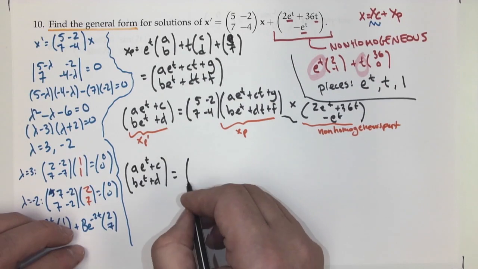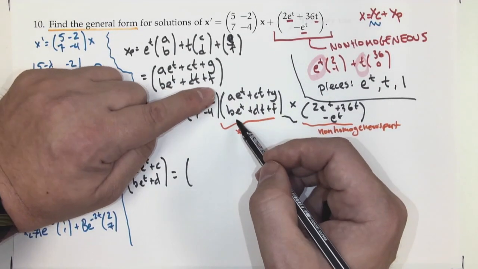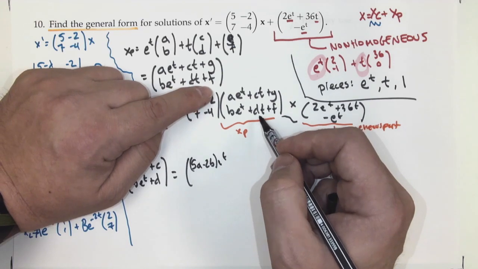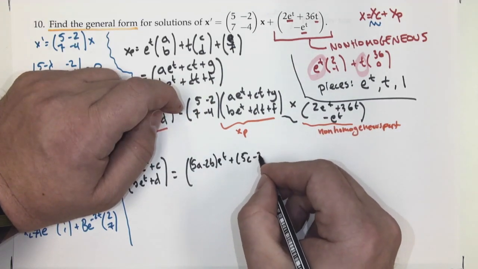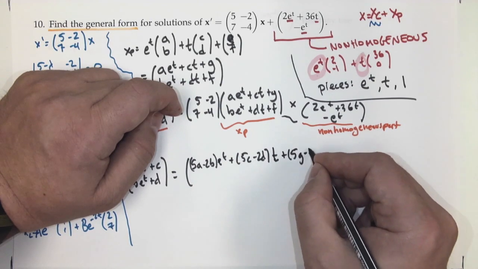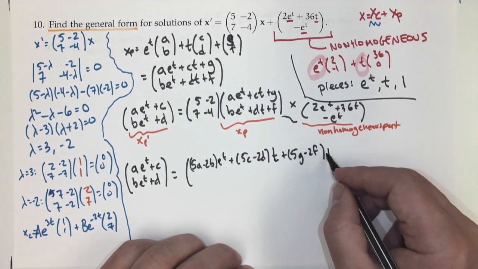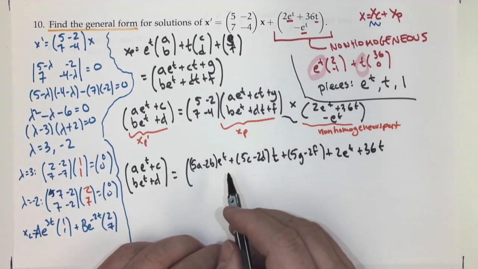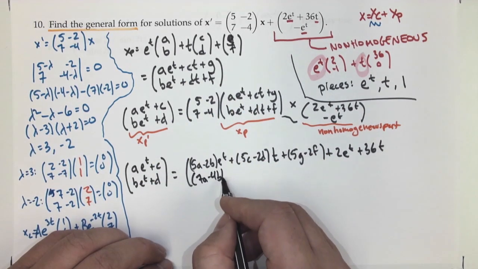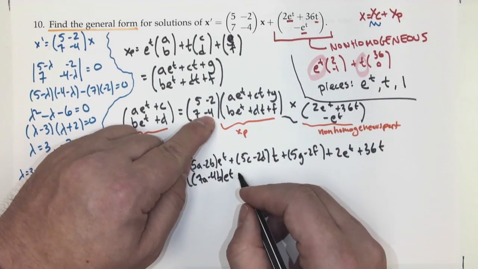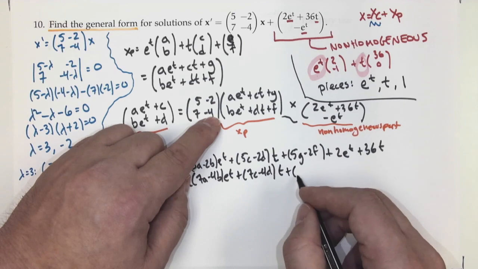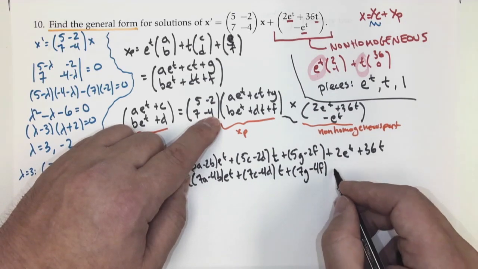So, all right, we do a lot of multiplication here. So we're going to get 5a minus 2b times e to the t, 5c minus 2d times t, 5g minus 2f. Then we're going to get a plus 2 e to the t plus 36t. And then just run the same thing here. 7a minus 4b, that's times e to the t. 7c minus 4d, that's times t. 7g minus 4f, and a minus e to the t.